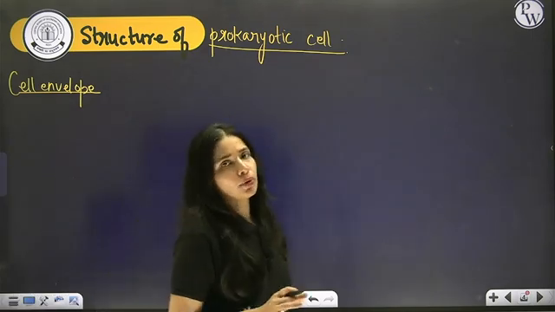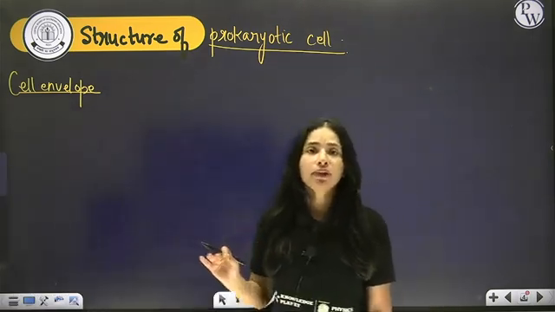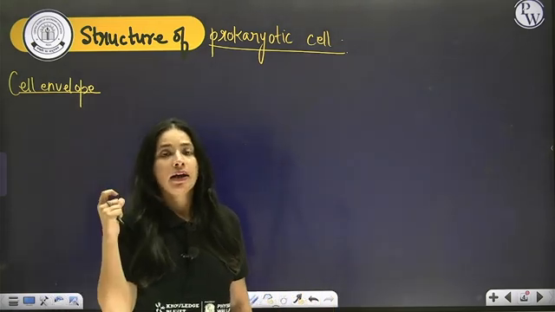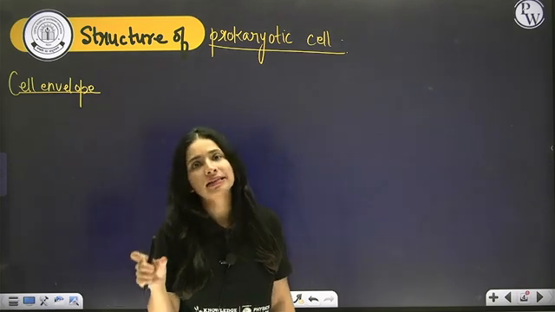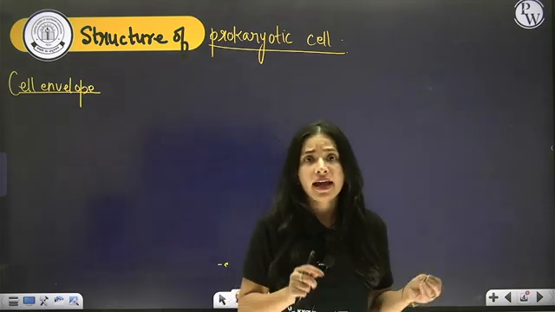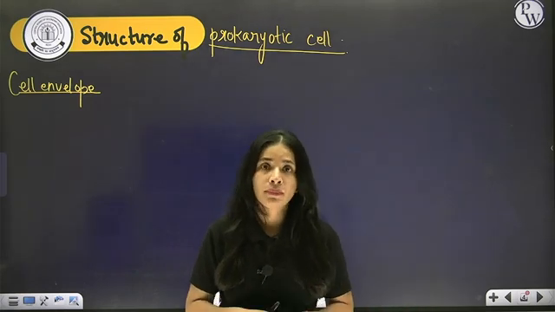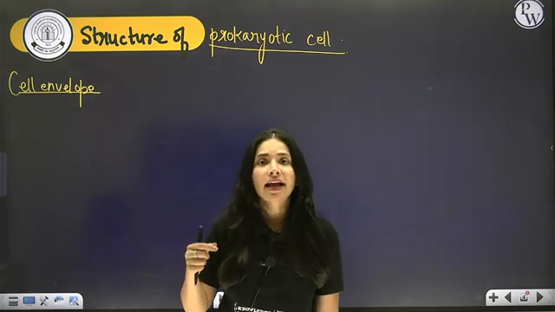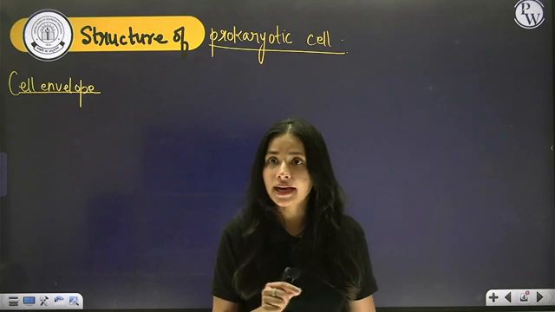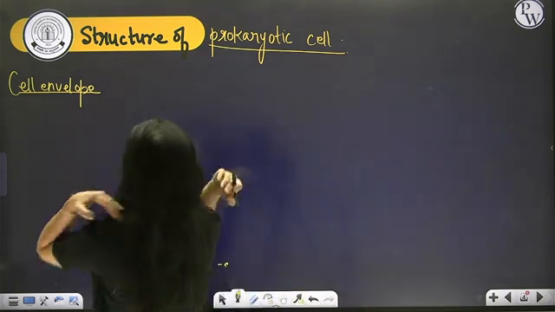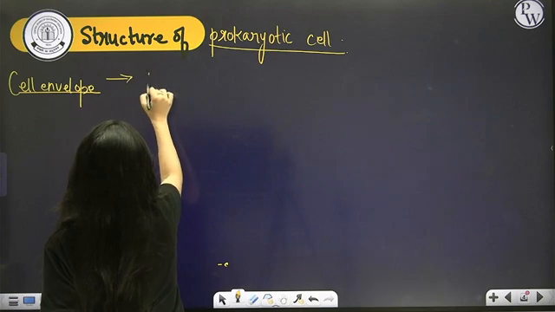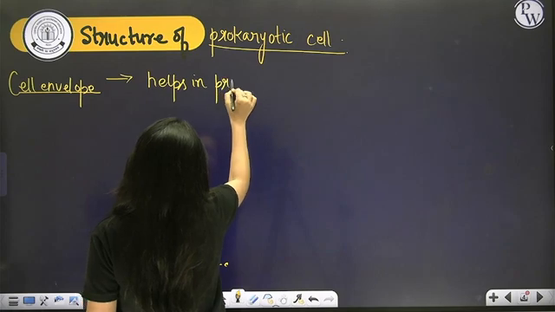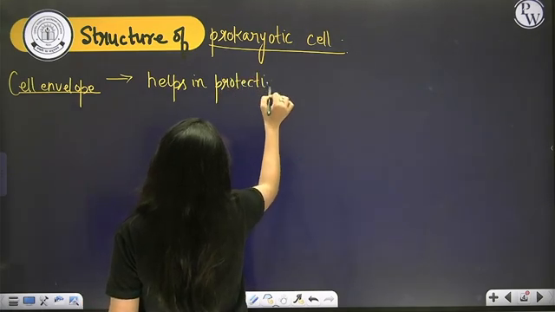Now in case of prokaryotic cell, beta, the cell envelope is made up of 3 layers. Outer to inner, they are glycocalyx, cell wall and cell membrane. Each layer has some definite function to perform, but overall all these 3 layers together act as a protective unit. So the first point that you are going to write is: cell envelope helps in providing protection to the cell.